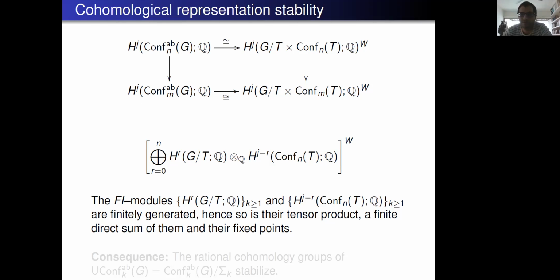Therefore, I'm going to have a uniform representation stability over the rationals. And something that I haven't mentioned, but it works for these two examples, is that you don't necessarily need to have the rational numbers as coefficients. You can also use a field whose characteristic does not divide the order of the Weyl group. I only chose to write rational here for simplicity for the talk. But if you look at the paper, you will see that you can use any field with those conditions.